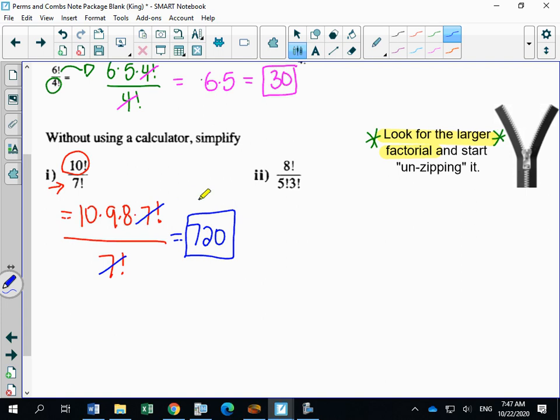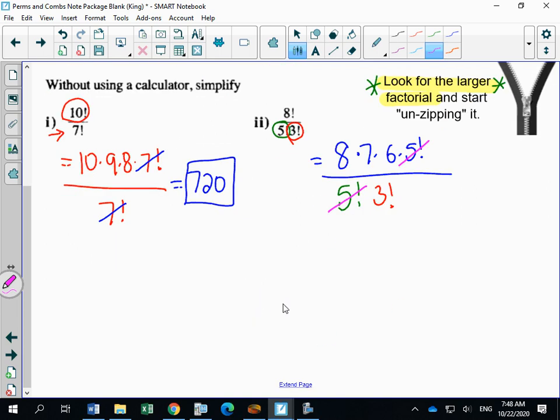Okay, for this one, again, you're going to do the same thing, and you always start unzipping the larger factorial. So that would be the 8 factorial. And basically, I'm going to stop when I get a 5, because the goal is to cancel what we can. So 8 factorial would be 8 times 7 times 6 times 5 factorial. And then in my denominator, there's the 5 factorial. And I have a 3 factorial. Okay, so now I could cancel 5 factorial and 5 factorial. So I can do this.